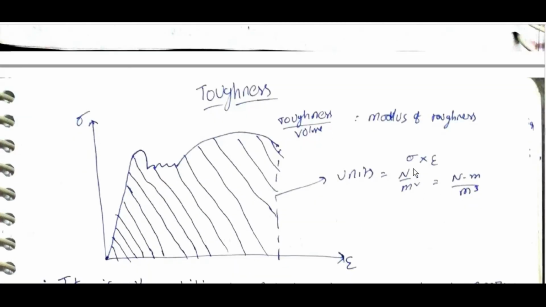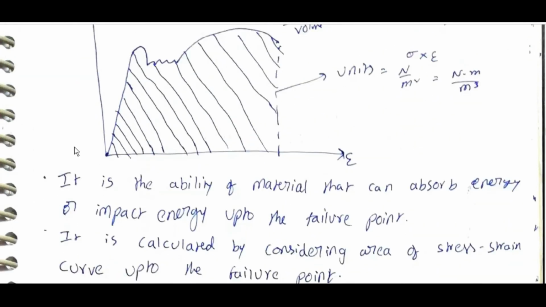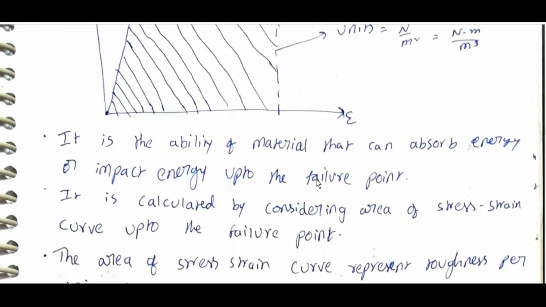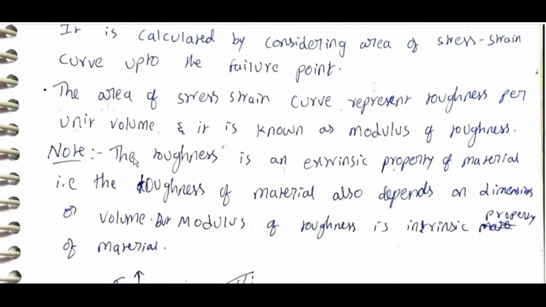Toughness per volume is equal to modulus of toughness, with units Newton per meter square, sigma into epsilon, Newton per meter cube. It is the ability of a material to absorb energy or impact energy up to the failure point. It is calculated by considering the area of the stress strain curve up to the failure point. The area of the stress strain curve represents toughness per unit volume. It is known as modulus of toughness.